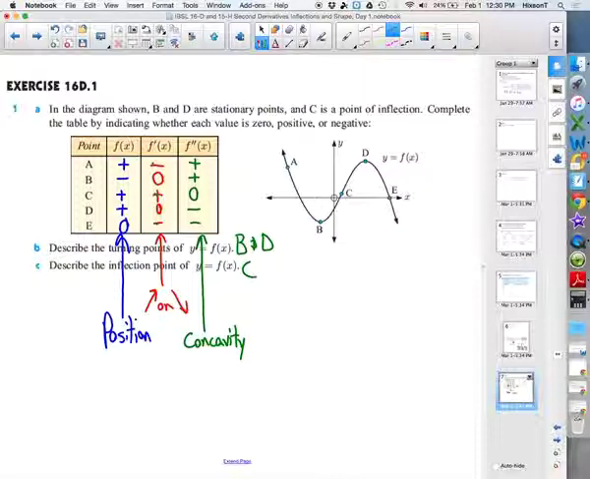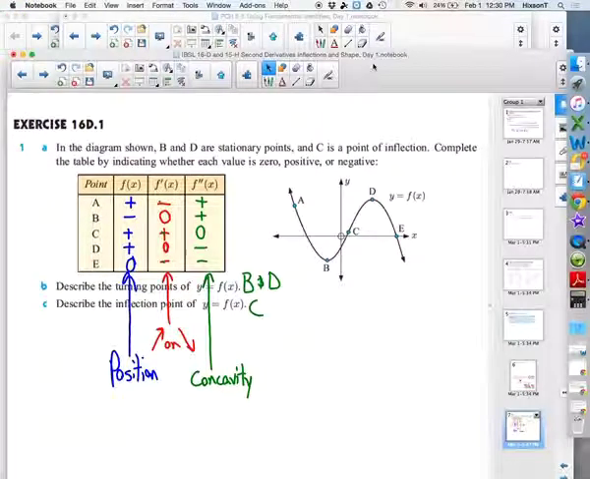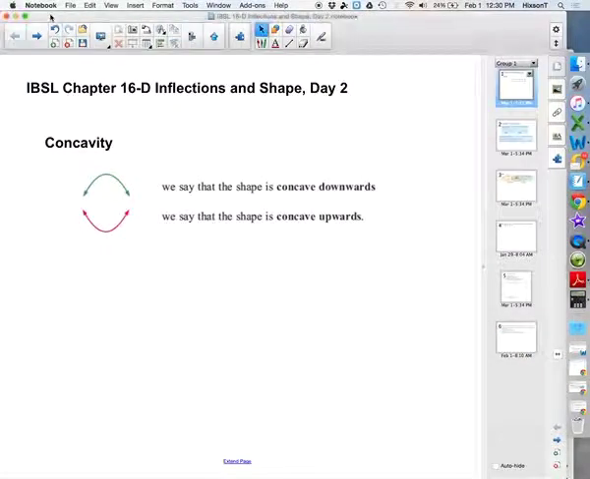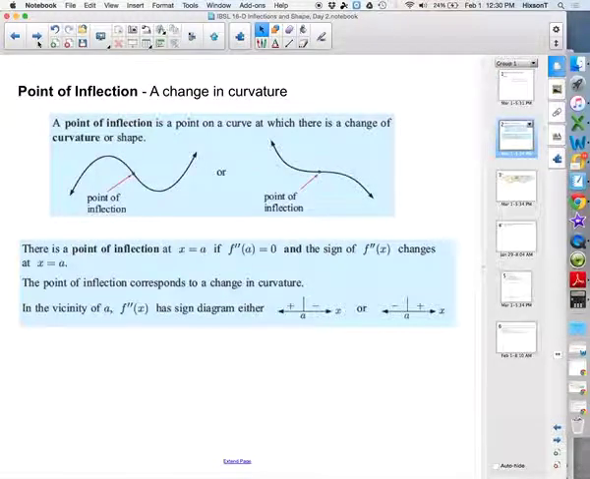Okay, so we got the general idea of concavity and what these inflection points, or points of inflection, are. What I want to look at today is to build on this idea, and take the two parts of your practice from Friday and put them together. We already defined what a point of inflection was: a point on a curve at which there's a change of curvature or concavity.